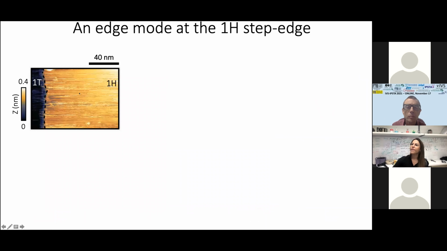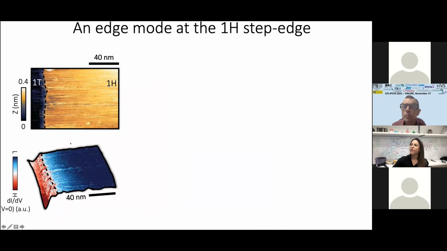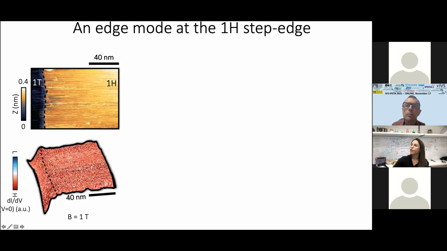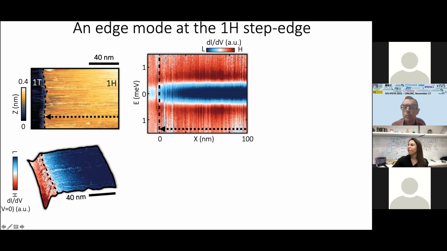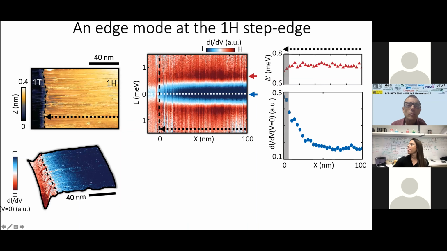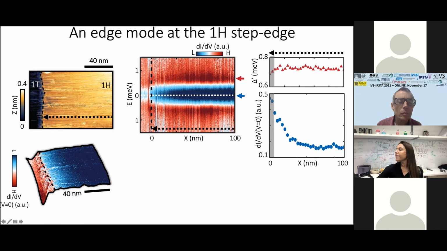So this is the topography, this is the 1H and this is the 1T. And if we take the dI/dV, you see an increase of the density of states just close to the edge. And when we apply magnetic field, this disappears, meaning that this channel appears only in the superconducting form. And if we take a line cut and see how this channel develops when we go from inside the terrace to the edge, we see that the density of states increases already here as a function of position.